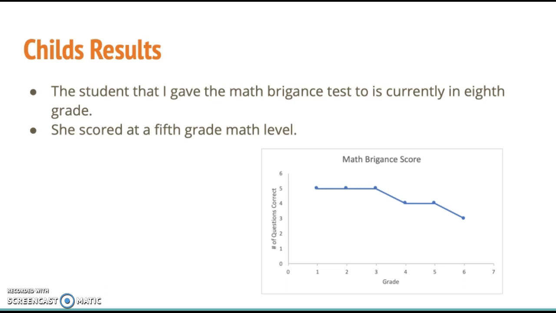But then when they got to the 6th grade level, they stopped there because they only got 3 out of the 5 questions correct, which means that they fell at the 5th grade math level.